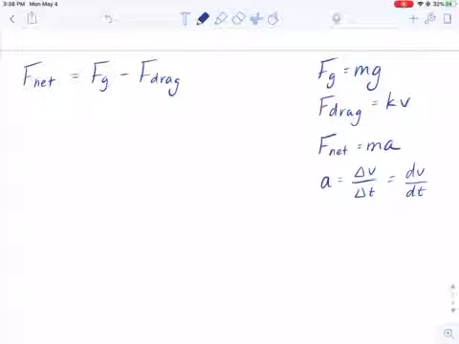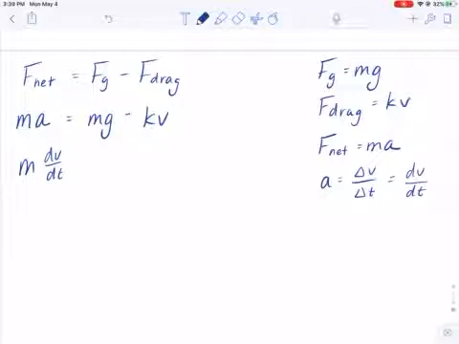All right, let's jump right in. Instead of writing net force, I'm going to write ma. For Fg, I will write mg. For F drag, I will write kV. And now one more substitution: m times dv dt equals mg minus kV.